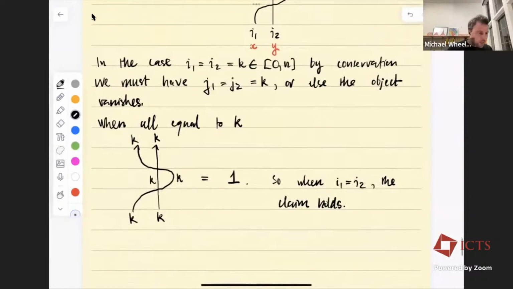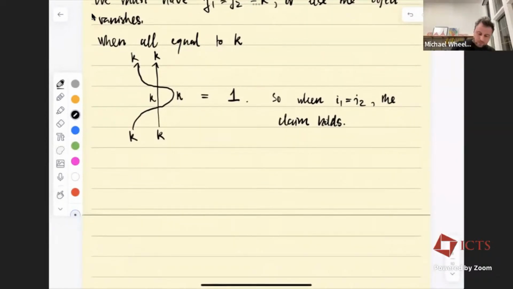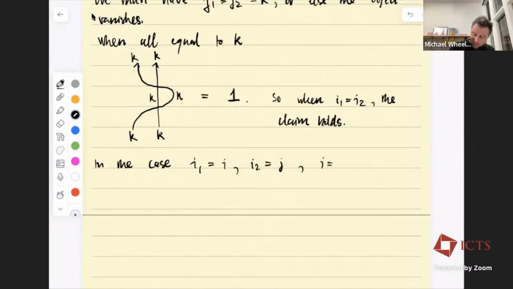Okay, so that was the easy part. Now we have to work a little bit harder. So in the case I1, say, is equal to I, and I2 is equal to J, with I not equal to J.